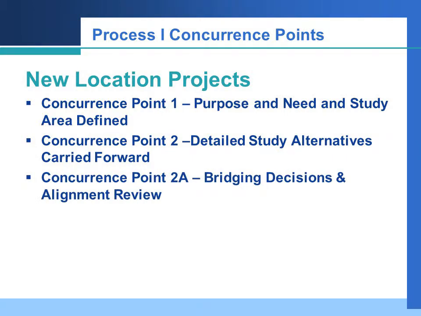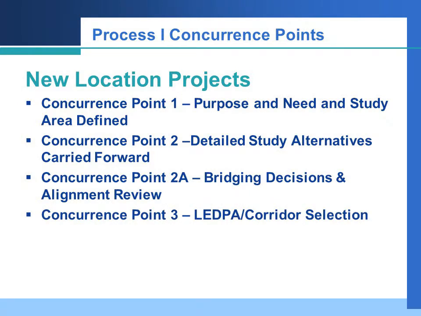Concurrence point 2a is the decision on where bridges should be located and how long they should be. Bridge location decisions at this point are natural resource based. This is also a decision on how the road will be aligned within each corridor. Concurrence point 3 is a decision on the least environmentally damaging, practicable alternative, or LEDPA, and the selection of the corridor which will be developed further in final design.